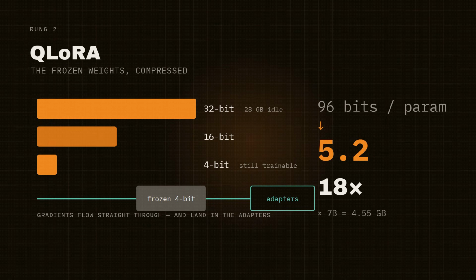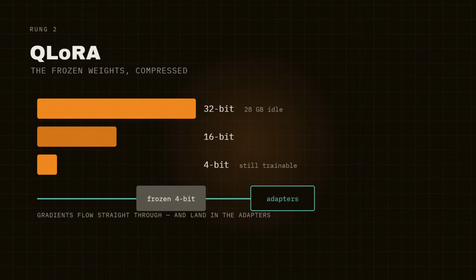Run 5.2 bits across 7 billion parameters and you land near 4.5 gigabytes at activations, and you're fine-tuning a 7 billion parameter model on a single consumer card. 3 things make that work, and they're worth naming.